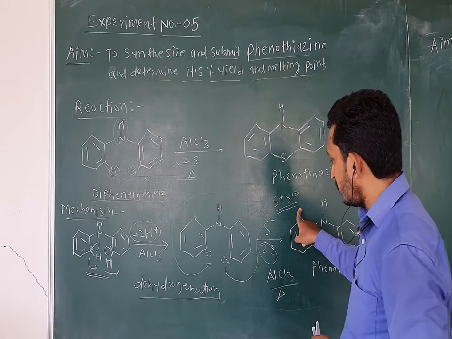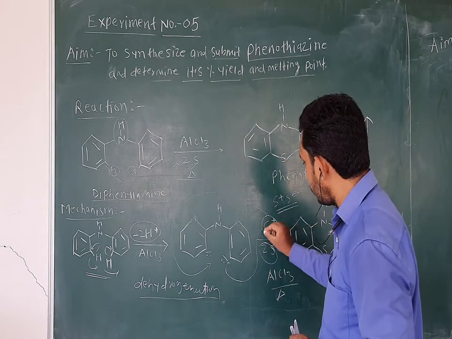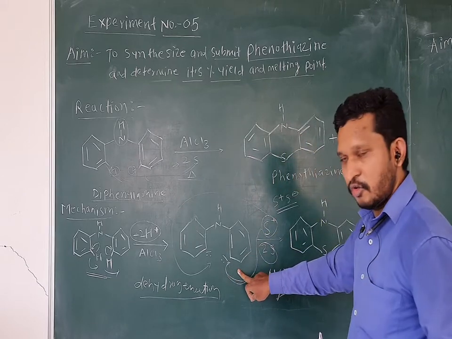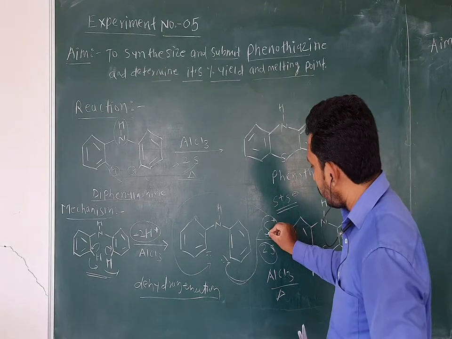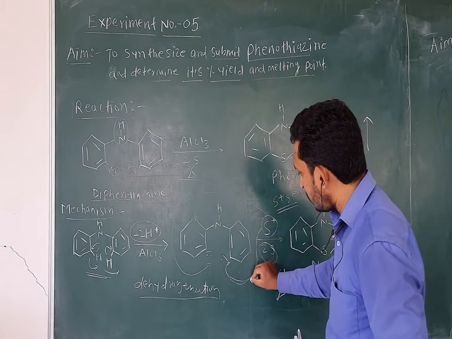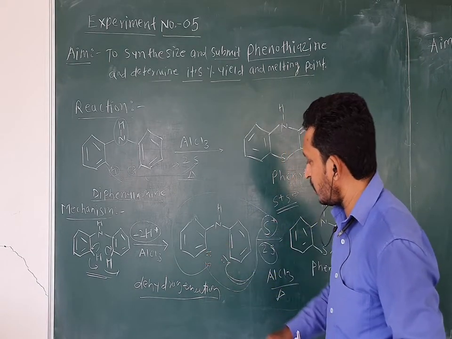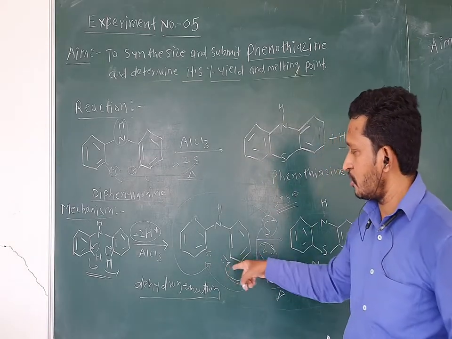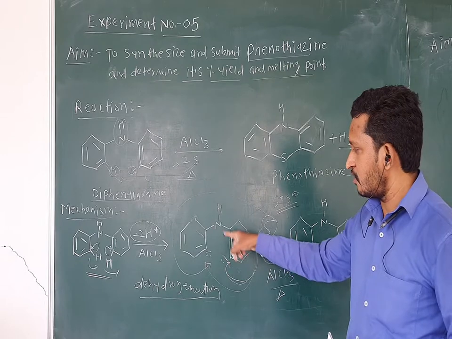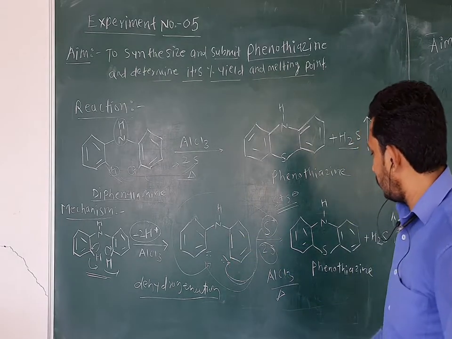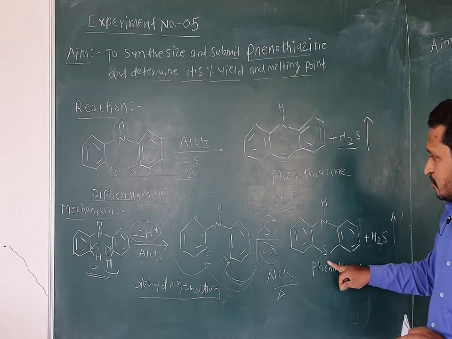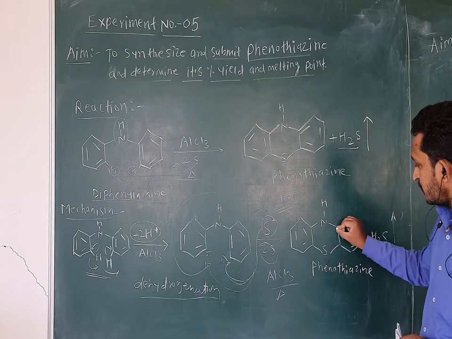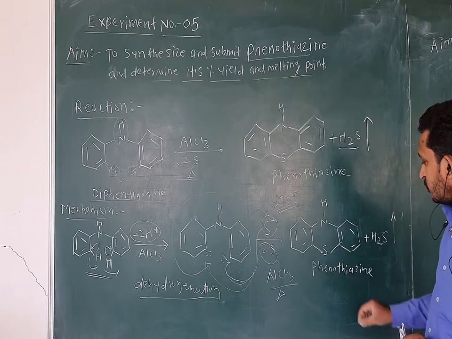Now the S positively charged sulfur will be attached to an electron rich carbon atom on the ring, and the other electron deficient sulfur will also attach to another electron rich carbon on the other ring. In this way there is formation of a cyclic structure, that is the second ring. You can see here the cyclic structure means sulfur is attached to both rings, at this side and at this side. So in this way there is formation of phenothiazine.